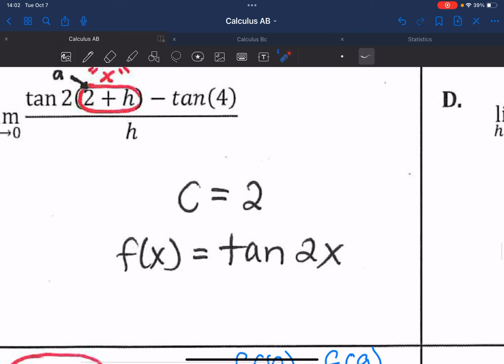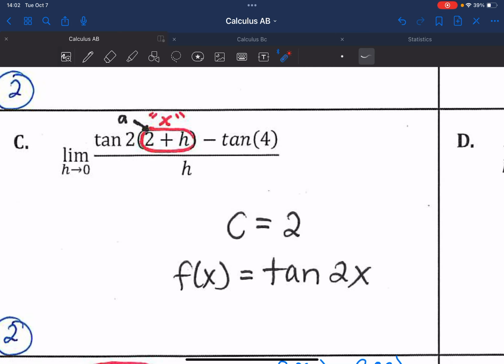Okay. Same with this one here. Our function here is the tangent of 2x, and this 2 plus h was plugged in to x. So that's how we found that this was just our initial function. And then our c value is 2 because remember, it's always a plus h or x plus h. Okay, and since this 2 is being added to h, then we know c is equal to 2.